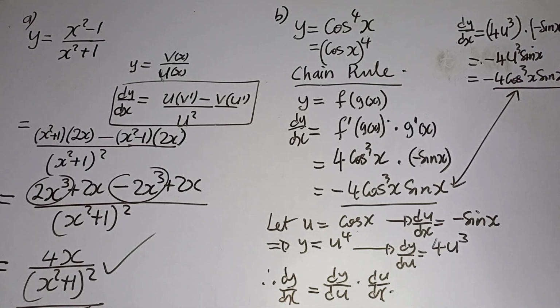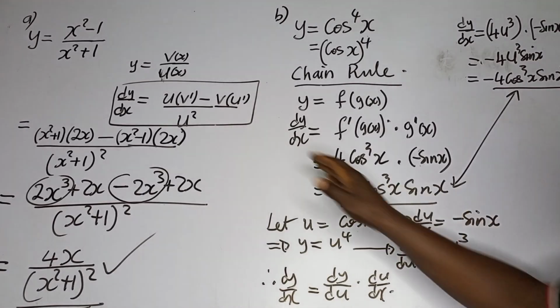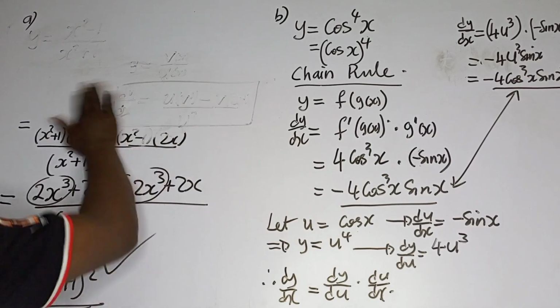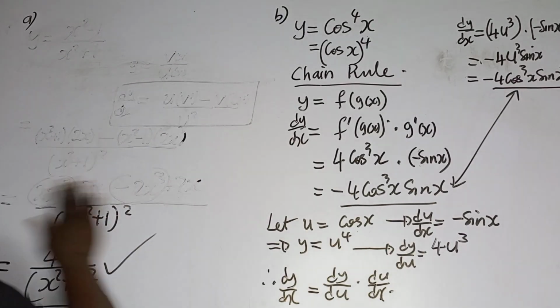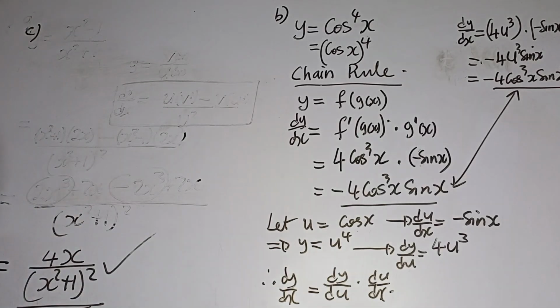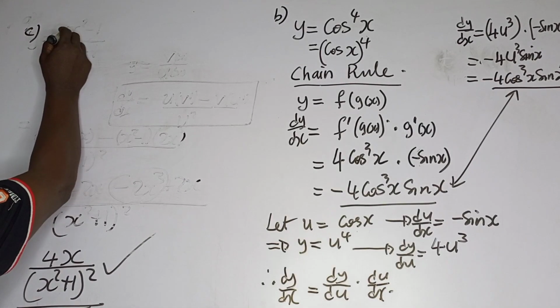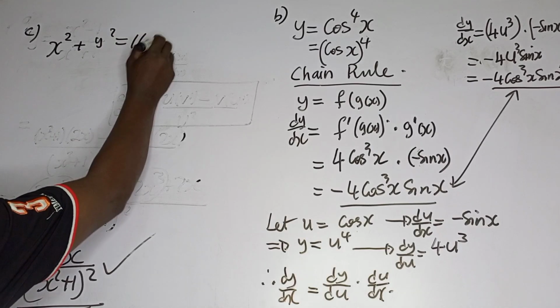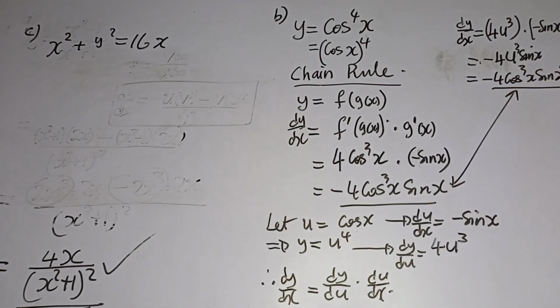Okay. Now let's take our last question. Our last question, C, is x squared plus y squared is equal to 16x. We have x squared plus y squared is equal to 16x.